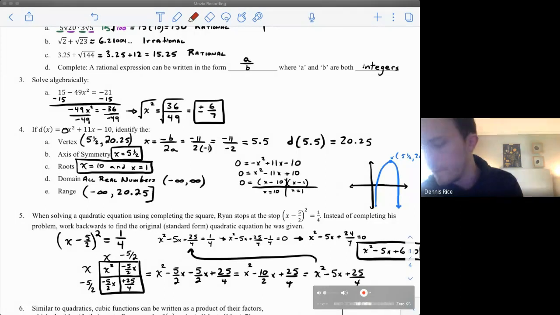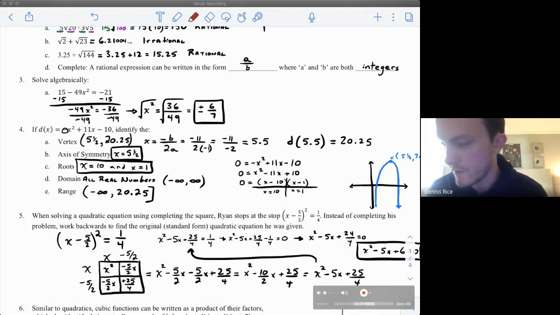For 4, it asks for a bunch of quadratic vocab stuff. So the vertex. What was I doing for the vertex? For the vertex, I'm doing negative b over 2a. That's going to give me the x value of the vertex.